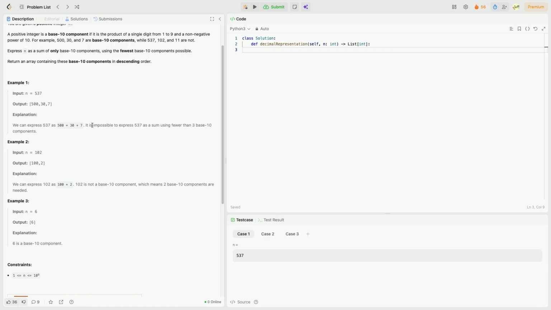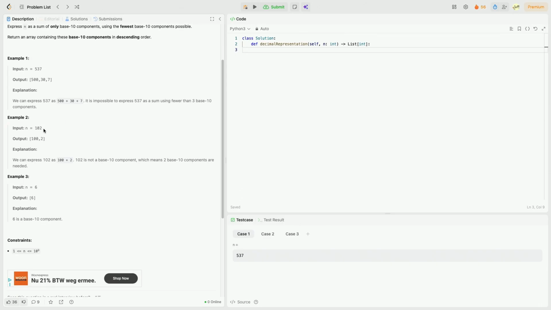Right. And it's impossible to express the number as a sum of fewer than 3 base 10 components. Yeah, that makes sense. So we always try, like if we have a 100 in here, we try to turn that into one component. If we have a tens place, we try to turn that into a tens component, etc.